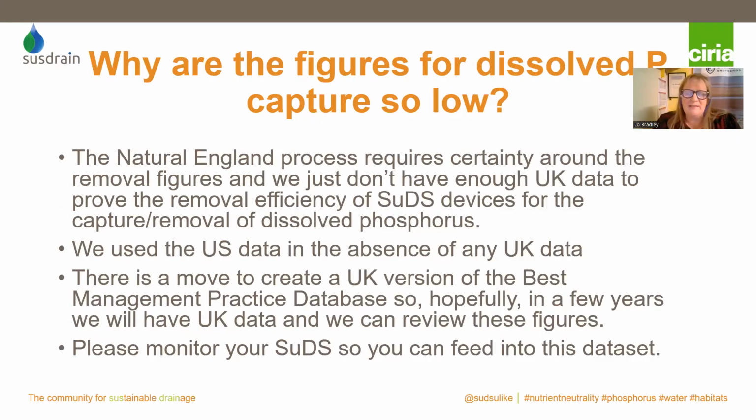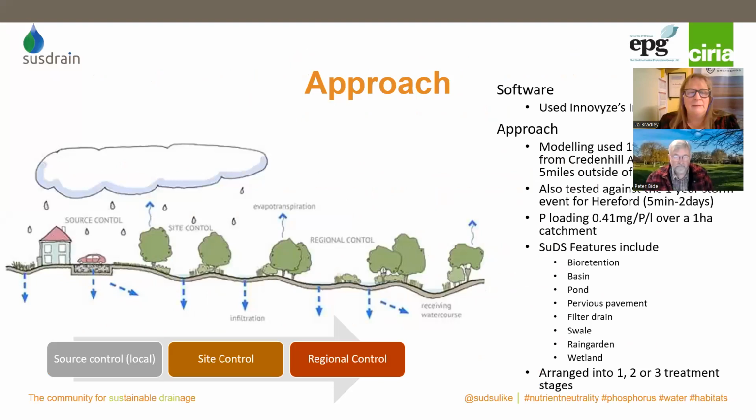So this is just, I've already said this probably, but it's probably worth saying it again, why the figures are so low for dissolved phosphorus. It's because in order to have certainty, we use the best management practice database 2020 summary document. And in that document, not all devices have a capture figure for dissolved phosphorus. So that will get better over time. We will get more data, and as we get more data, we will update the document, I hope.